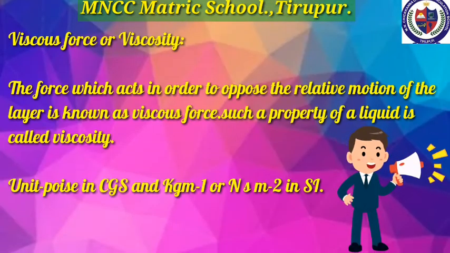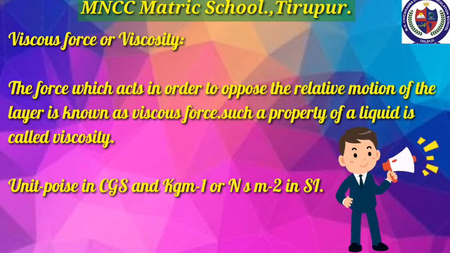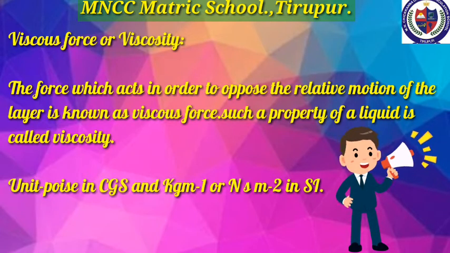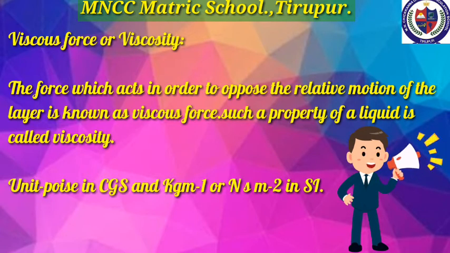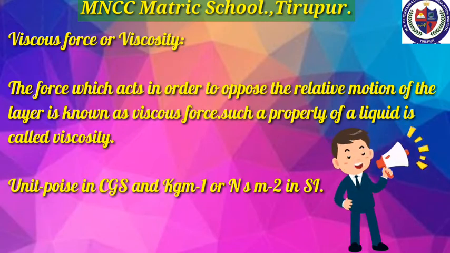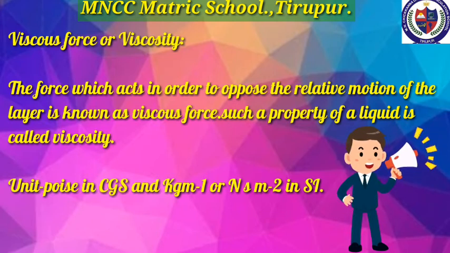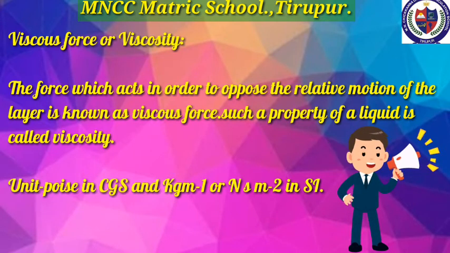Next we move to viscous force or viscosity. The force which acts in order to oppose the relative motion of the layers is known as viscous force. Such a property of a liquid is called viscosity. Viscous force is measured by the unit called poise in CGS, and kg m^-1 s^-1 or N s m^-2 in the SI system.